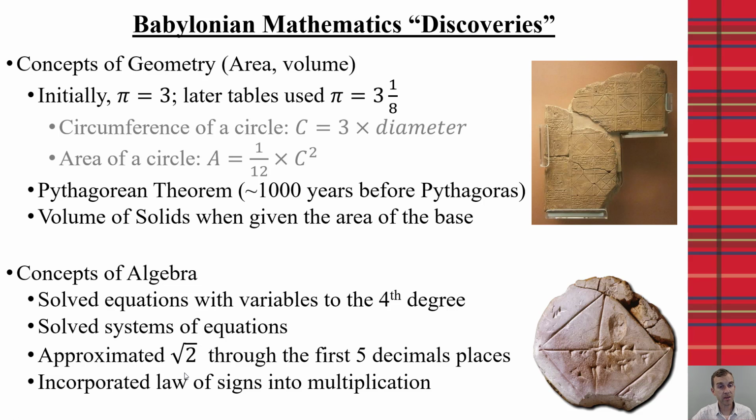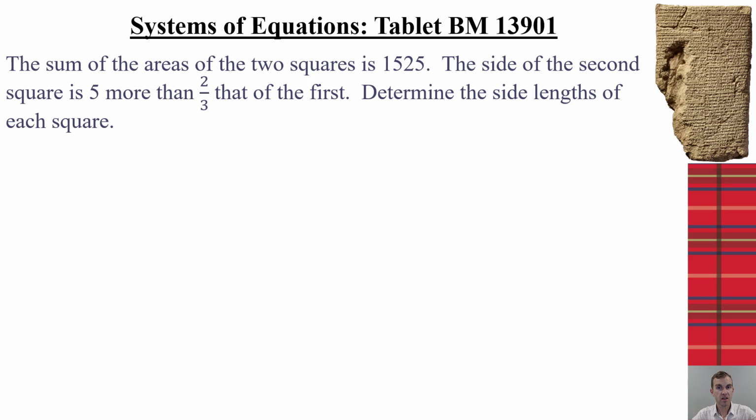So there's a lot of mathematics that we think of that we know and we utilize within our courses and our classes that becomes known and discovered thanks to societies like the Babylonians. Now let's look at an example of a systems of equations problem that comes from one of their ancient tablets called BM 13901, which is from the British Museum. In this, it translates approximately to say that the sum of the areas of two squares is 1,525. The side of the second square is 5 more than 2/3 that of the first. Determine the side lengths of each square.